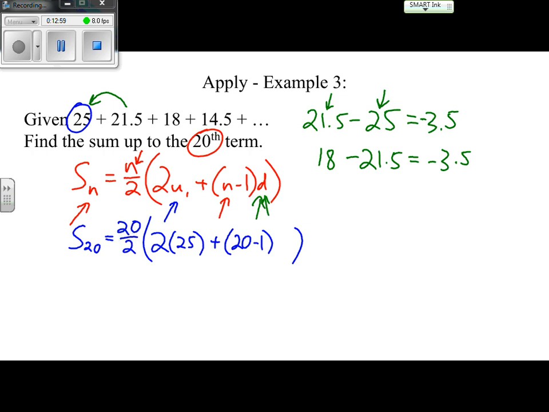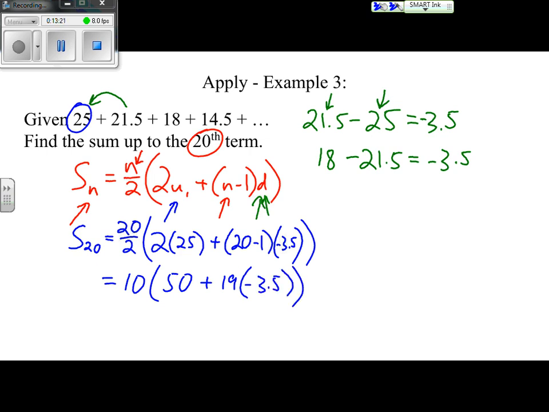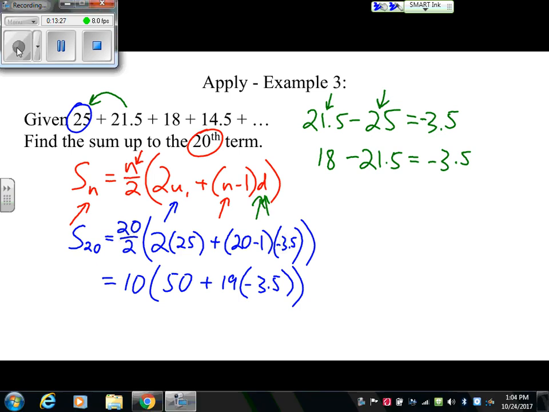So I'm going to put that in at the end of my formula here, negative 3.5, and then close off my parentheses. All right, so now I'm going to plug all this into the calculator. Again, if I want to simplify it a little bit ahead of time, I certainly can. 20 divided by 2 is 10. 2 times 25 is 50. 20 minus 1 would give me 19, but then I'm multiplying that by a negative 3.5. We do need the parentheses all around that negative. So I'm going to plug all this into my calculator in a single step and see what our answer is. And I get negative 165. So that would be the sum of the first 20 terms of this series.